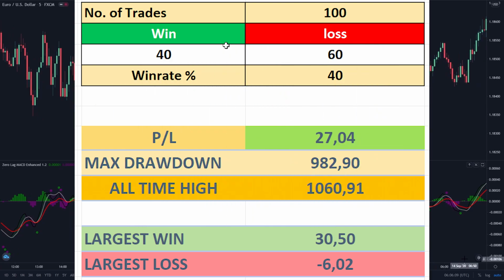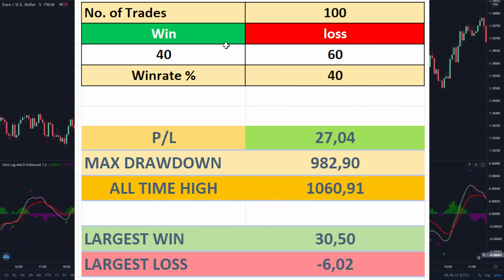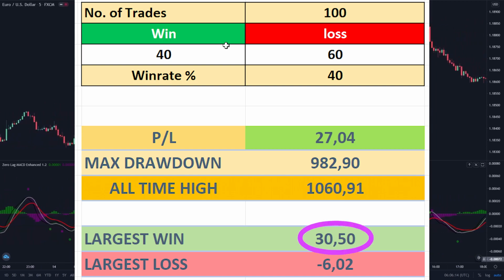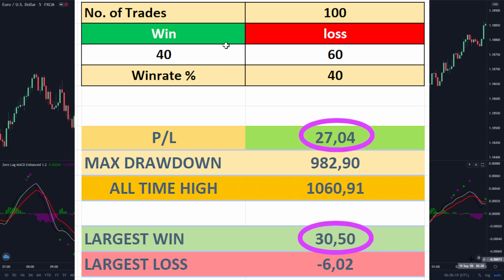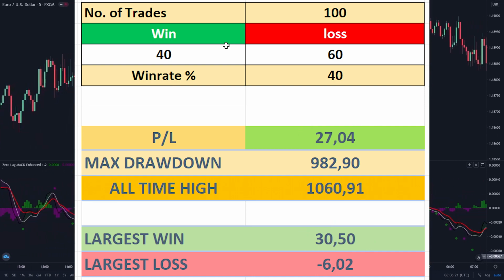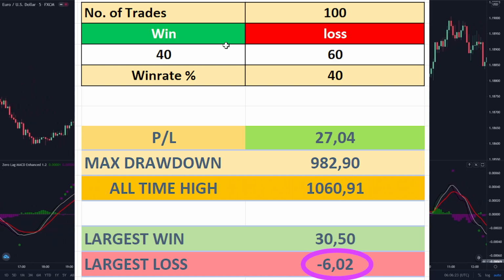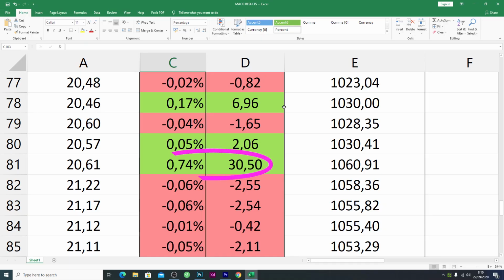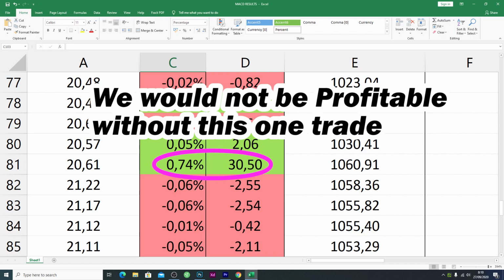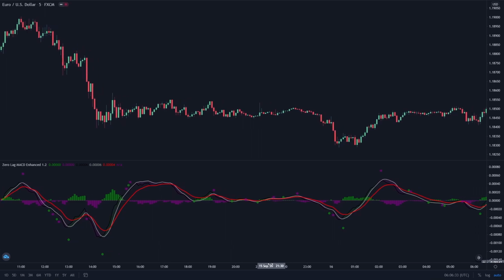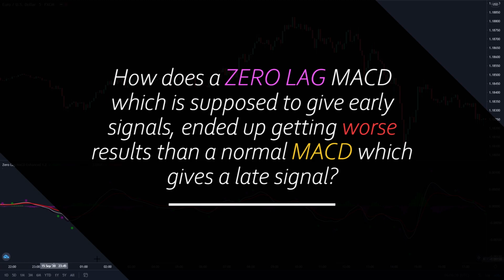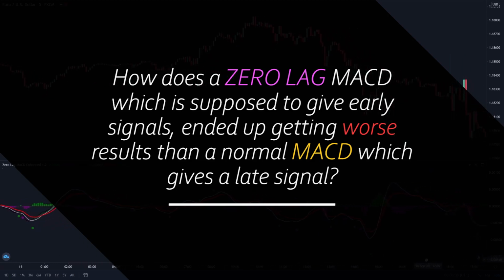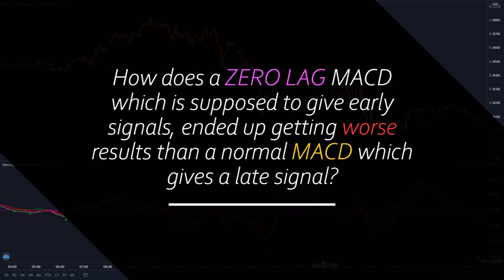But despite making $27 profit, our largest single trade win was $30. So one of our trades made more money than the total profit itself, and our largest single trade loss was only $6. That means that without this one trade, we would not be profitable in the first place, so we actually got extremely lucky. And you may be wondering, how does a zero lag MACD, which is supposed to give early signals, end up giving worse results than a normal MACD which has a late signal?